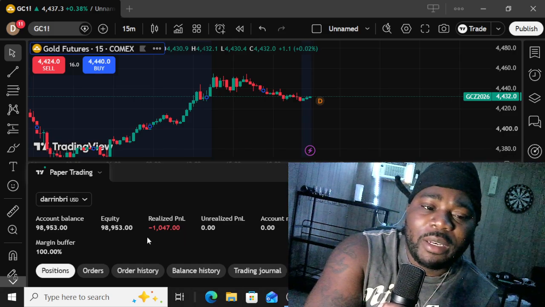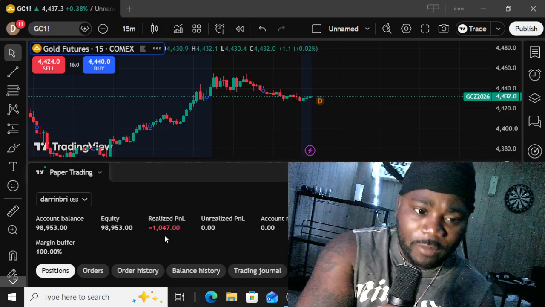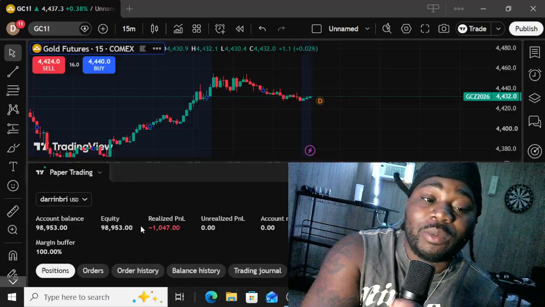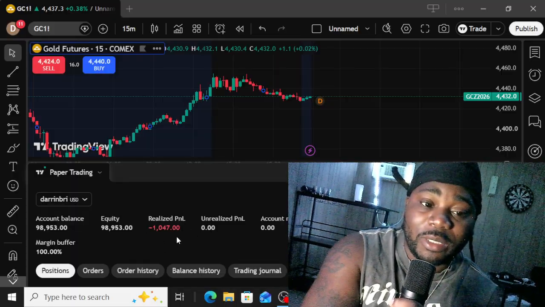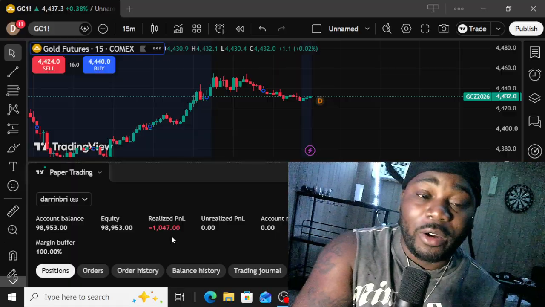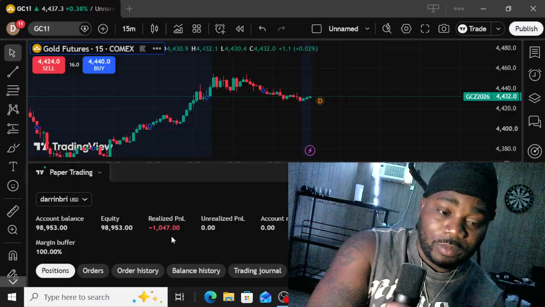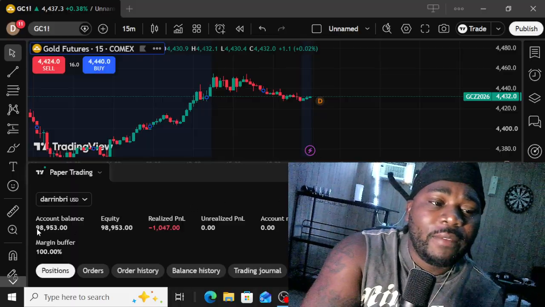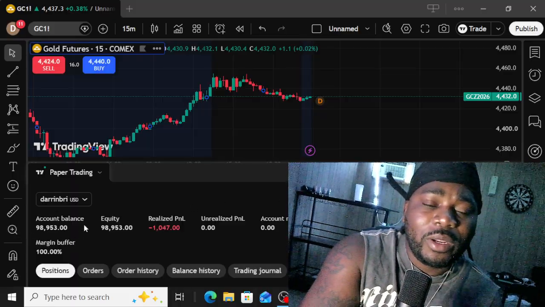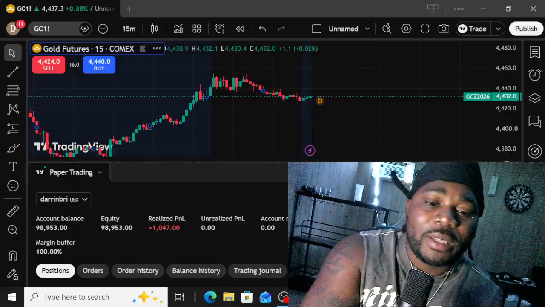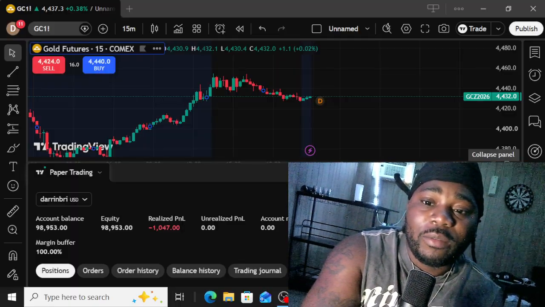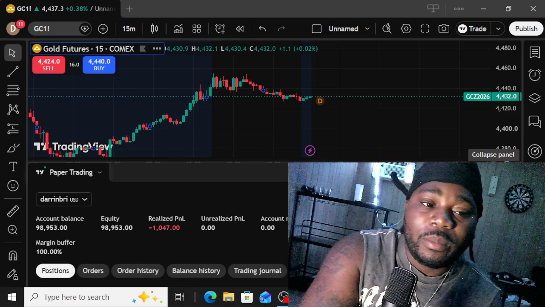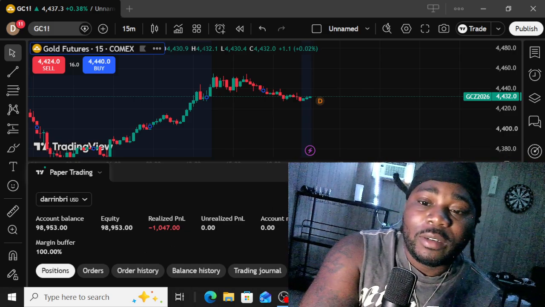But right here is my negative $1,047. This is how much I lost when I was paper trading. I was still learning how to trade at that time. So basically, they give you this amount of money to learn with. Once you go past that money, you can't practice anymore unless you get another account. But that is called paper trading.